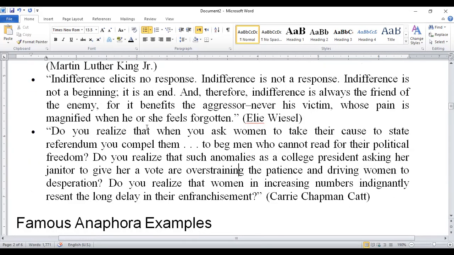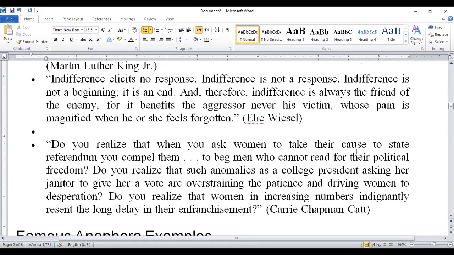Do you realize that when you ask women to take their cause to state referendum, you compel them to beg men who cannot read for their political freedom? Do you realize that such anomalies as a college president asking her janitor to give her a vote are overstraining the pressures?